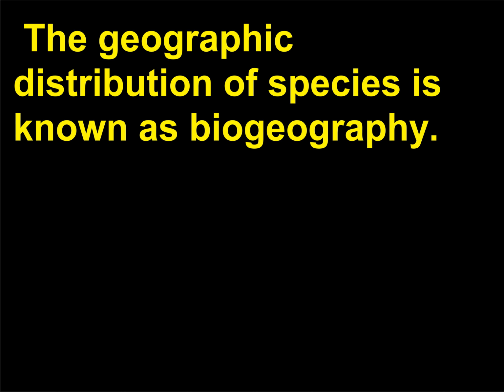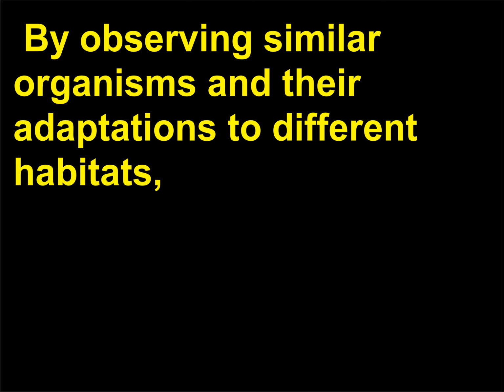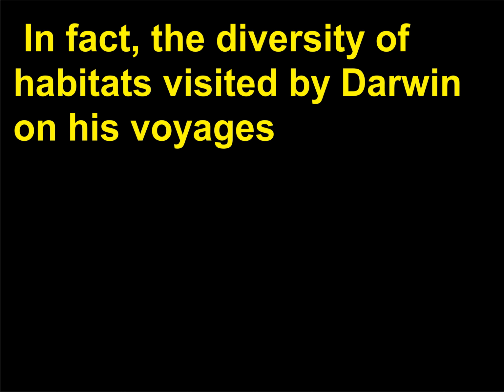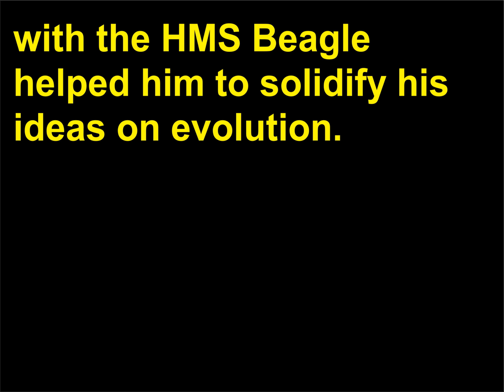The geographic distribution of species is known as biogeography. By observing similar organisms and their adaptations to different habitats, researchers can ask and then answer important questions about evolutionary change. In fact, the diversity of habitats visited by Darwin on his voyages with the HMS Beagle helped him to solidify his ideas on evolution.